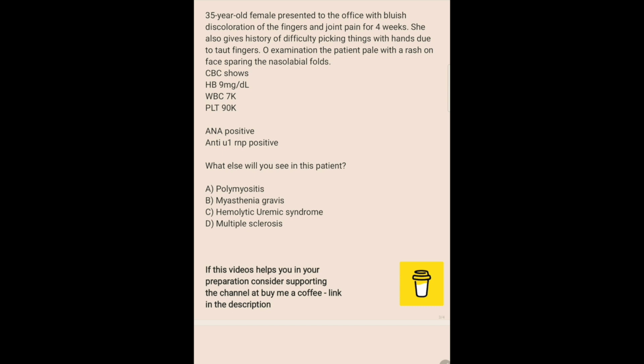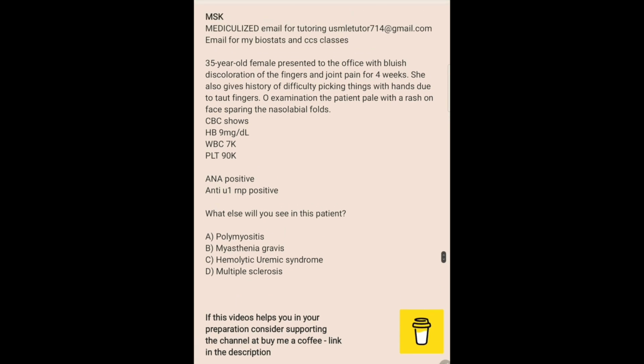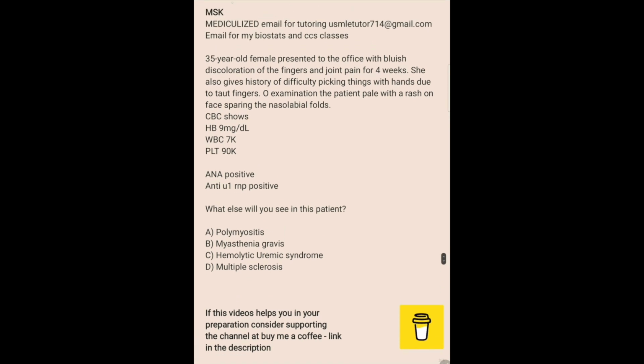Hello everyone, and welcome to another day of high yield USMLE questions. So today we will be talking about MSK. So we had a 35-year-old female presented to the office with bluish discoloration of the fingers and joint pain for 4 weeks. She also gives history of difficulty picking things with hands due to taut fingers.